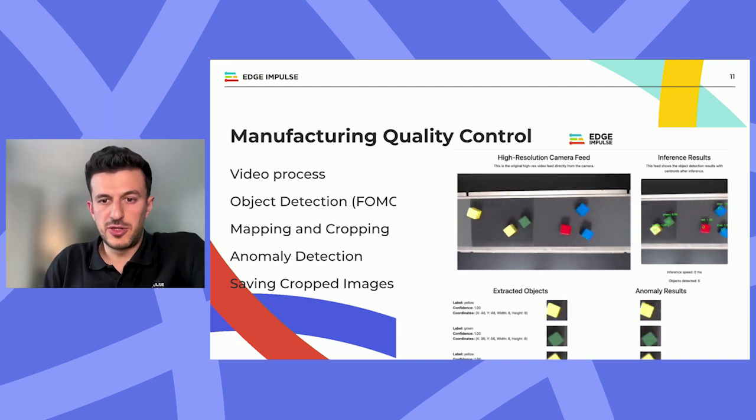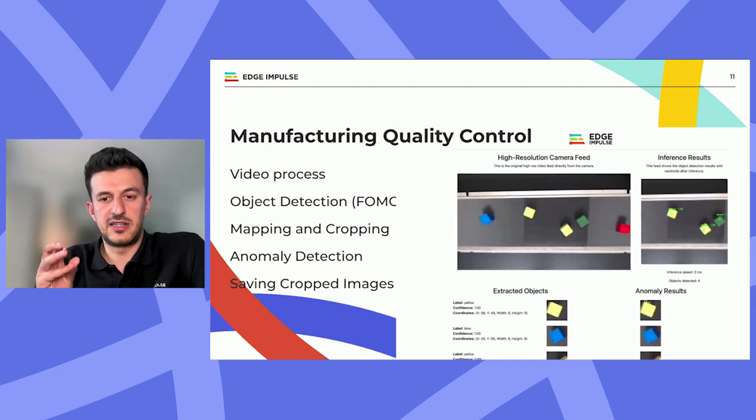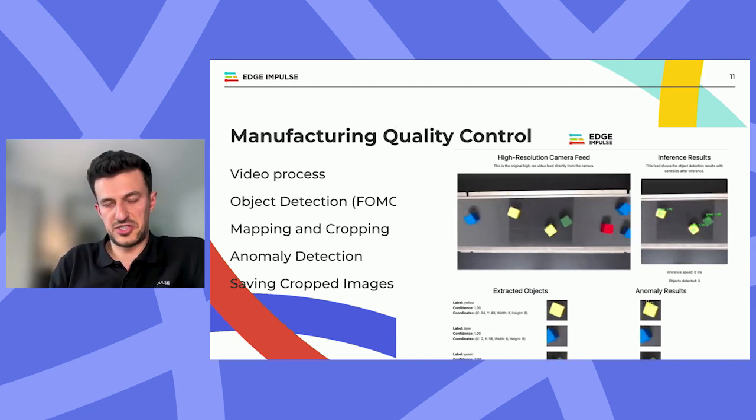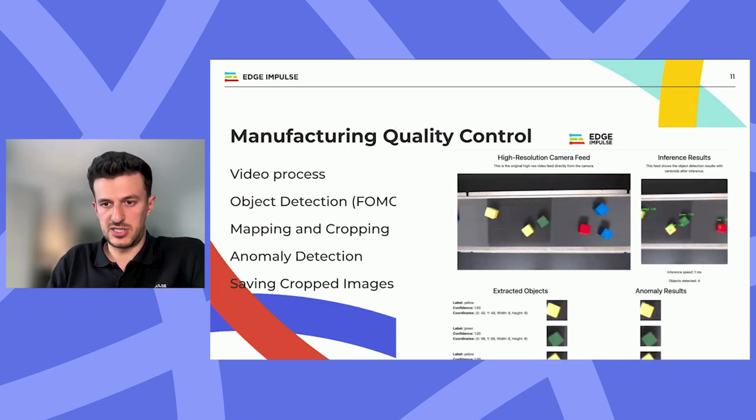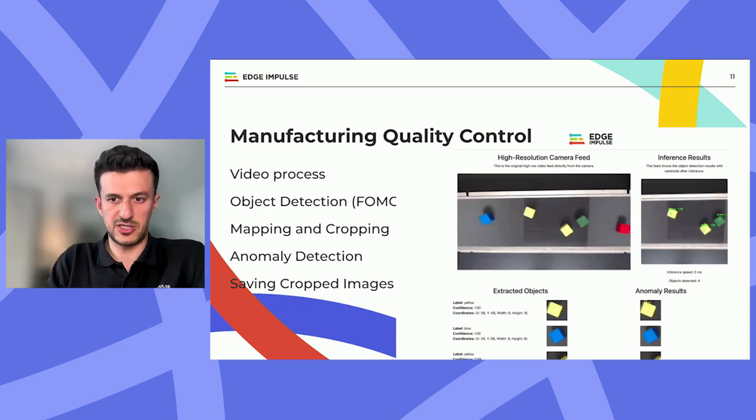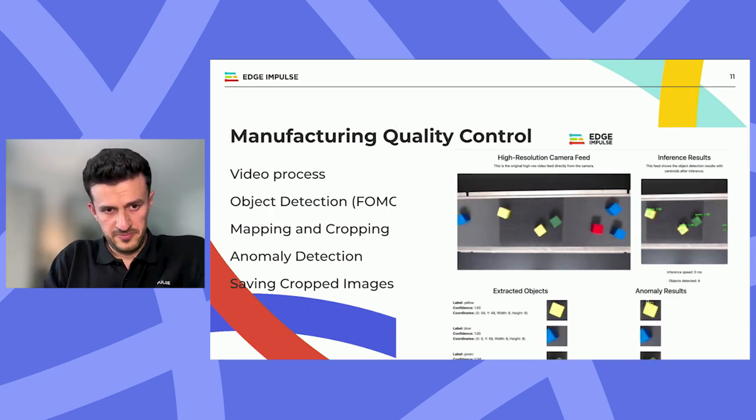So you could combine all of these together and then do an anomaly detection, which makes your life much easier and will increase your throughput. You don't have to stop the manufacturing line for this.